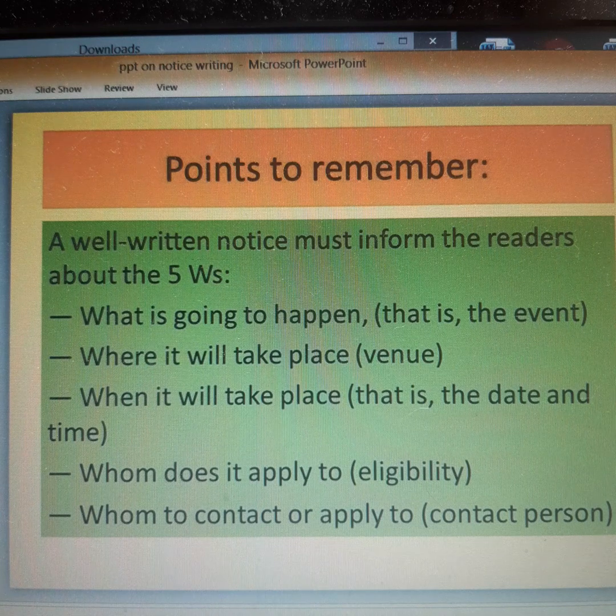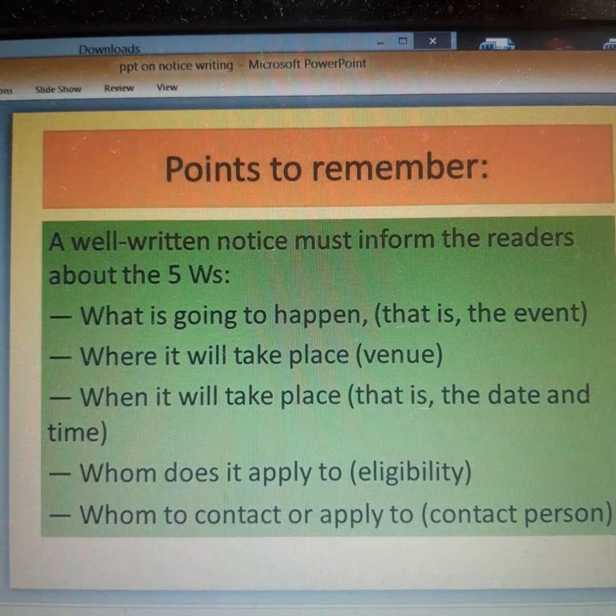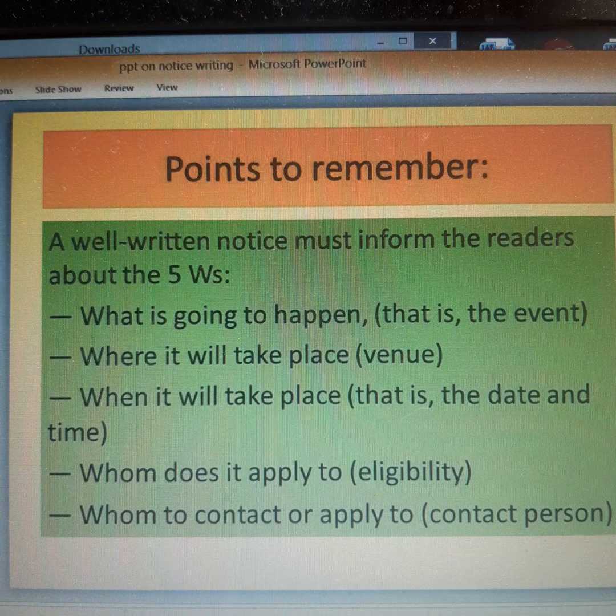Whom does it apply to? The target audience, the staff and the students of the school are hereby informed. So the target audience, and whom to contact in case of any queries. So if you have any queries, you can contact the undersigned. So whom to contact. Let's move on to the next slide, children.